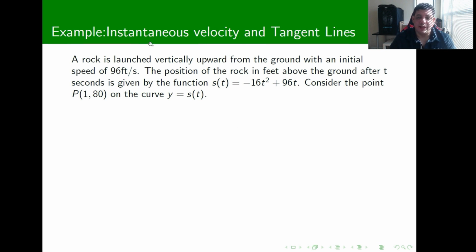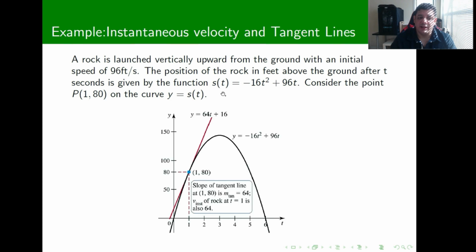One example will be calculating instantaneous velocity given a specific function. A rock is launched vertically upward from the ground with an initial speed of 96 feet per second. The position of the rock in feet above the ground is given by the function s of t equals minus 16t squared plus 96t. Now we're considering the point (1, 80). When we plug in t equals 1, we get s of t being 80 on the curve, and we want to check what the instantaneous velocity is going to be at that point.